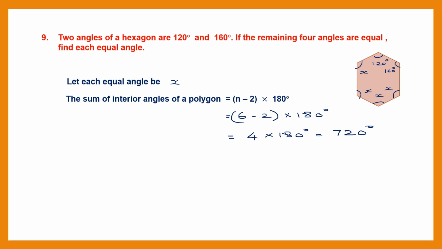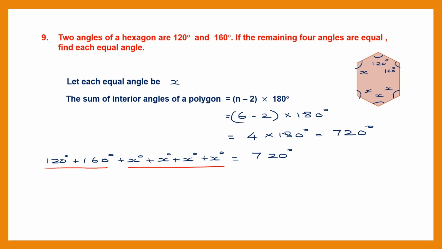That means if I add up all these angles, that is 120 degrees plus 160 degrees plus the other angles, that is x degrees, there are 4 angles. So the third one and the fourth one, all this will add up to 720 degrees. So now let's add this up and see. These two will add up to 280. And these will add up to 4x degrees, isn't it? So let's write that 4x degrees plus 280 degrees is equal to 720 degrees.